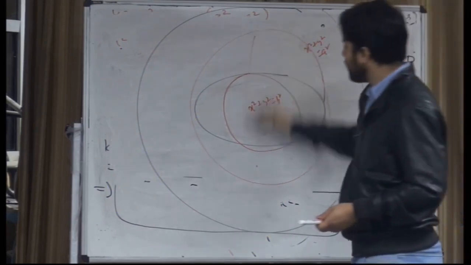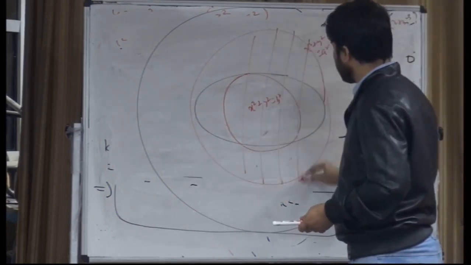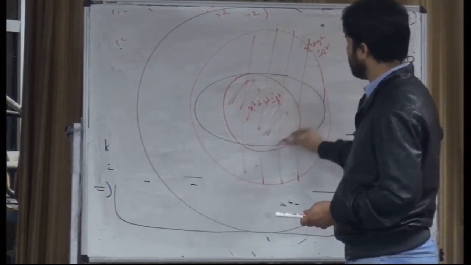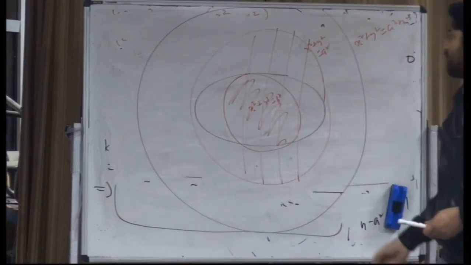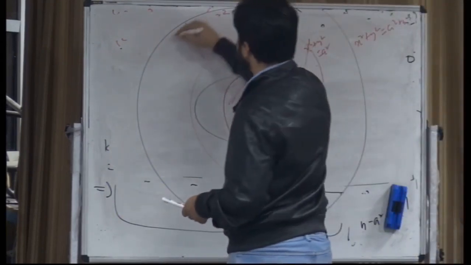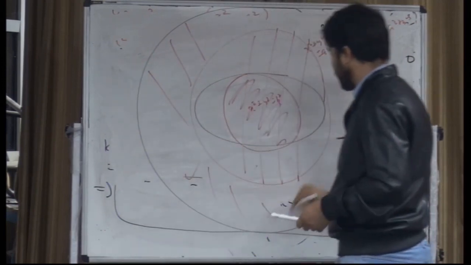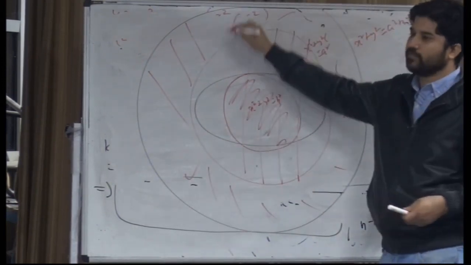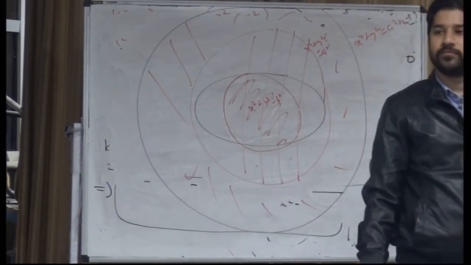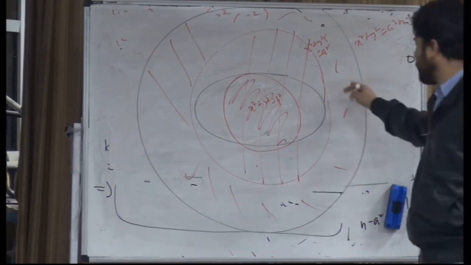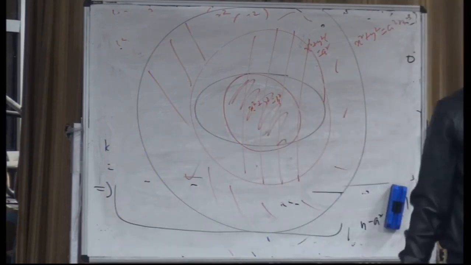So this area plus this area is this whole area. Then tell me what will be this area, this outside area. This would be equal to the minor auxiliary circle area.